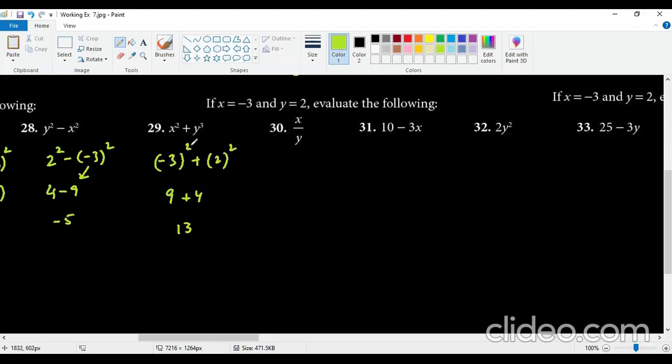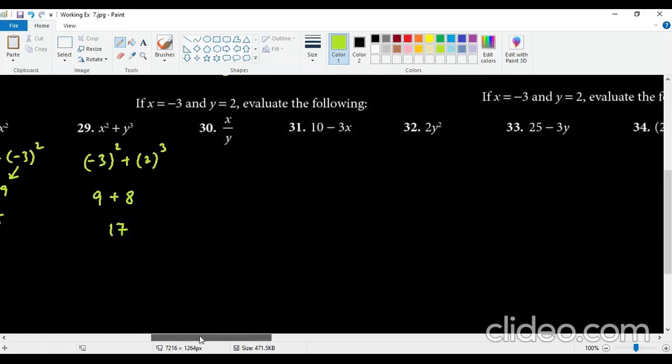X square is negative 3 squared, giving you a 9, plus y cubed actually. So 2 cubed is going to give you an 8. So this is going to give you a 9 plus 2 cubed, which is an 8. So 8 plus 9 is going to give you a 17.